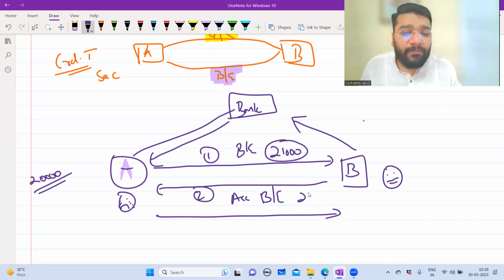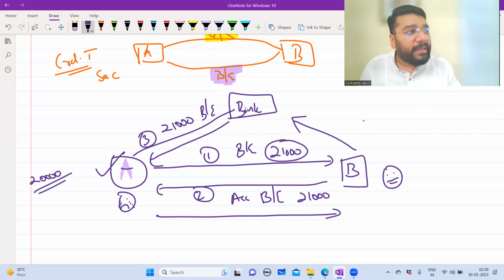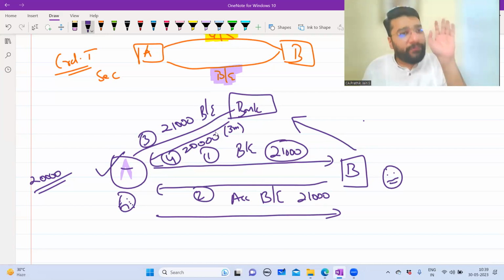B accepted the bill for 21,000 rupees and gave the bill back to whom? A. What A did is he handed over the 21,000 worth of bill of exchange to the banker. In return, the banker gave how much? In return, the banker gave 20,000 rupees. And the credit period was 3 months. A wanted this 20,000 rupees only for a 3-month period.